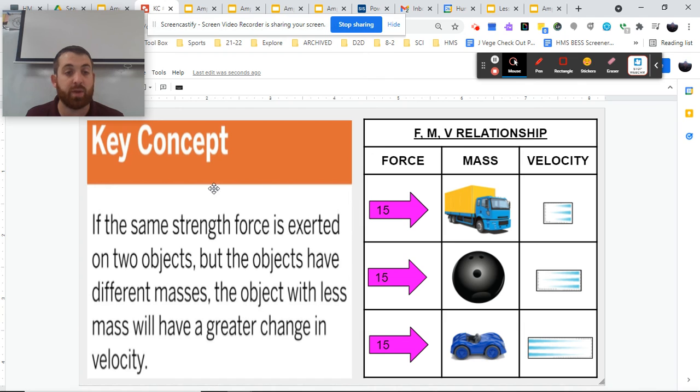So that's our key concept that breaks down how our vocab helps explain this relationship between these three things.